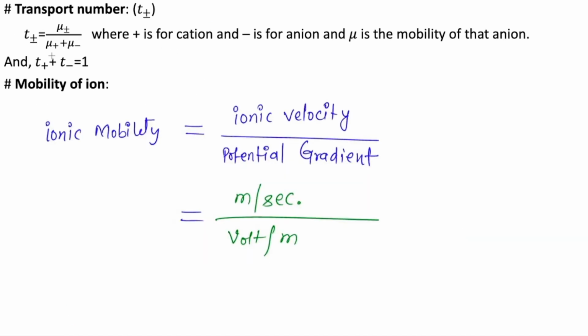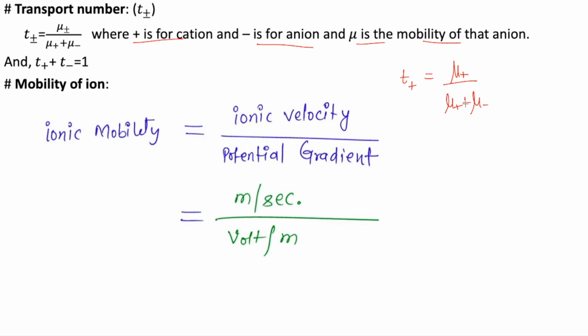Transport number of the cation and anion can be calculated by the formula T plus minus is equal to mu plus minus divided by mu plus plus mu minus, where plus is for cation, minus is for anion, and mu is the mobility of that ion. Okay, and T plus plus T minus is equal to 1. So how to use this formula? If you are calculating, let's say, the transport number of cation only, we will write down T plus is equal to mu plus divided by mu plus plus mu minus.